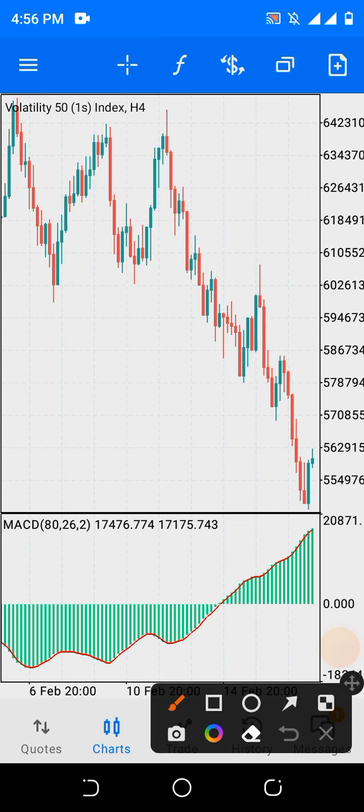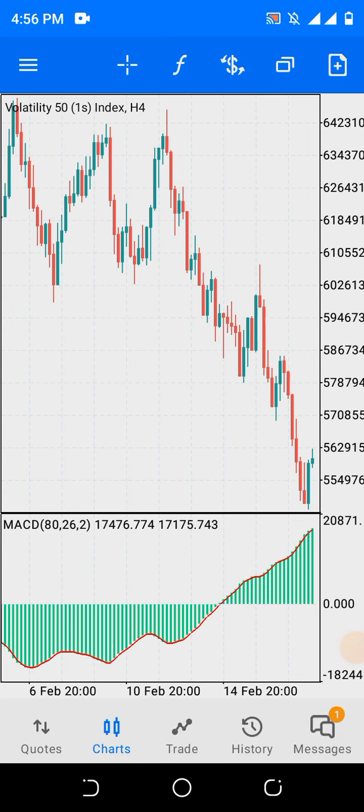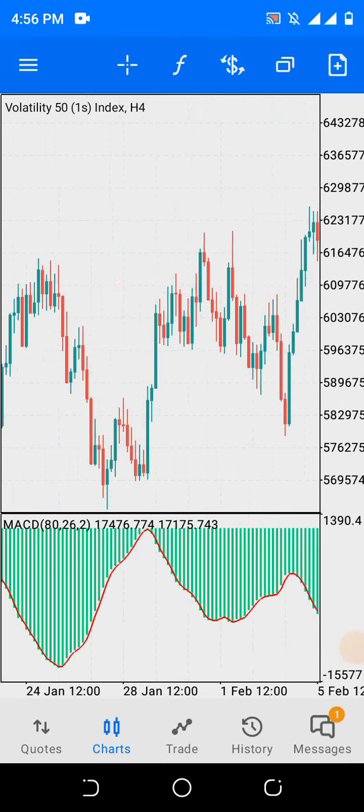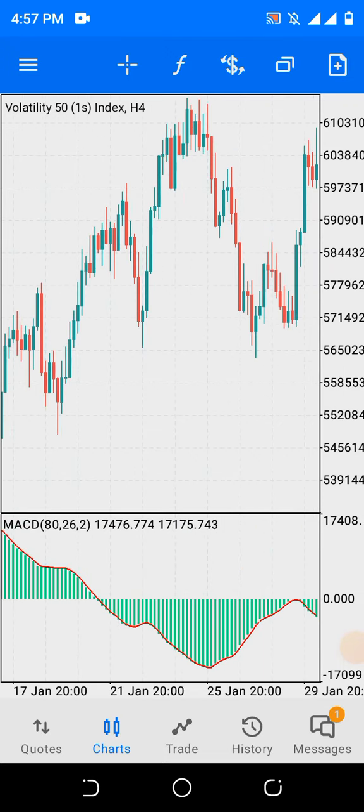From this point of crossing on the MACD, this is the nature of the crossing. When the MACD crosses from down upward, that is a downward trend, a bearish trend. Now here is another point. I will be using these two points to teach you how this particular strategy works.